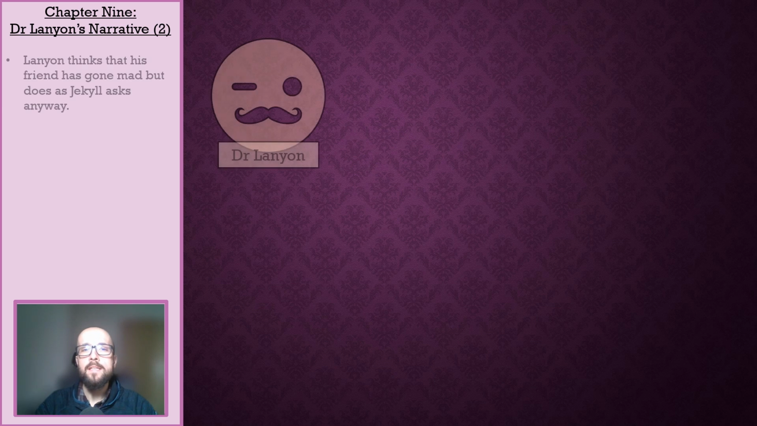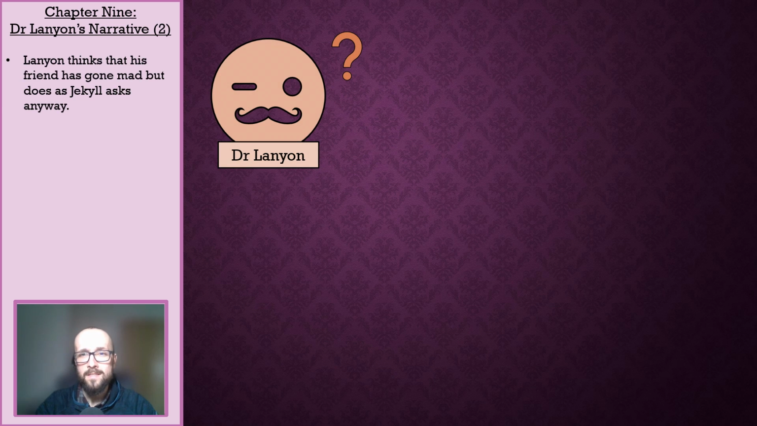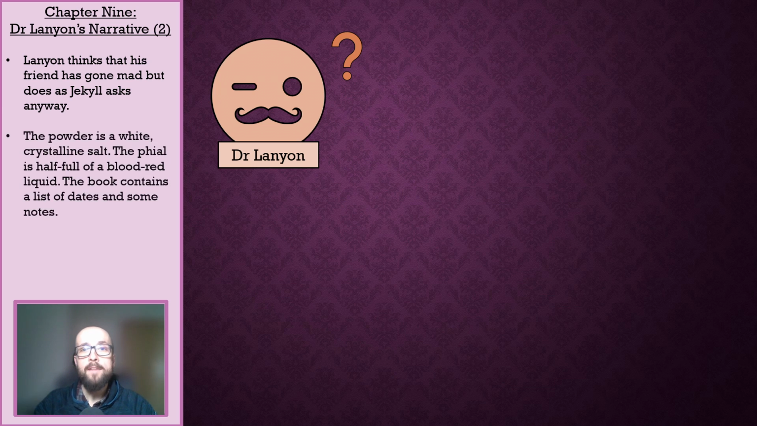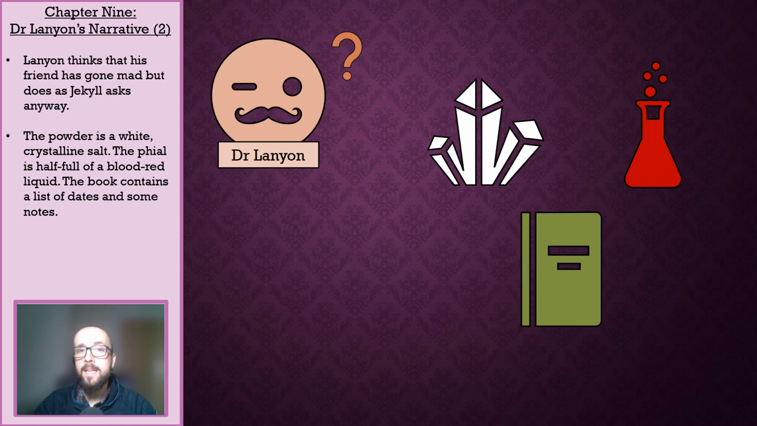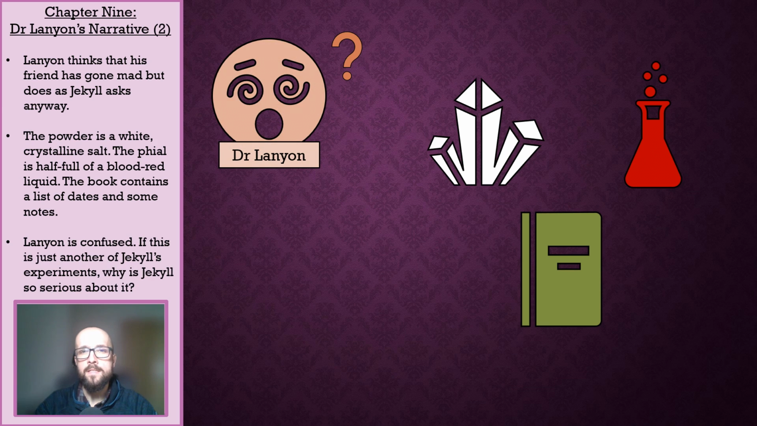Although Lanyon thinks his friend has gone bonkers, he follows through on the requests anyway. Inside the drawer is a white crystalline salt, a file that is half full of a blood red liquid, and a book that contains a list of dates and some notes. All of this confuses Lanyon. If this is just another of Jekyll's many experiments, why is he taking it so seriously? Despite being perplexed, Lanyon brings the drawer and its contents back home.